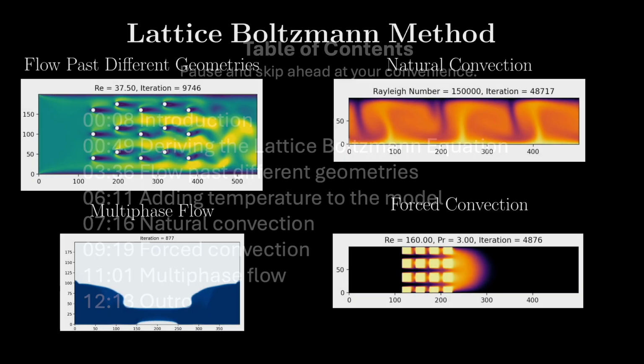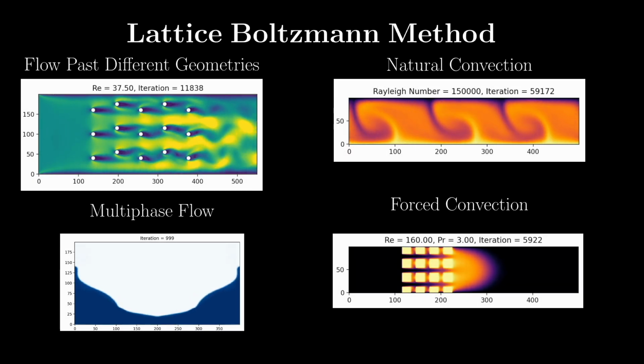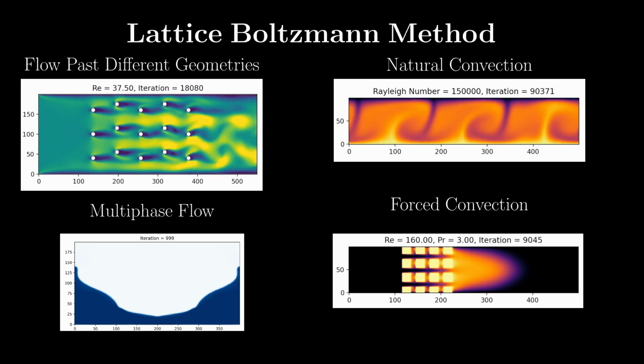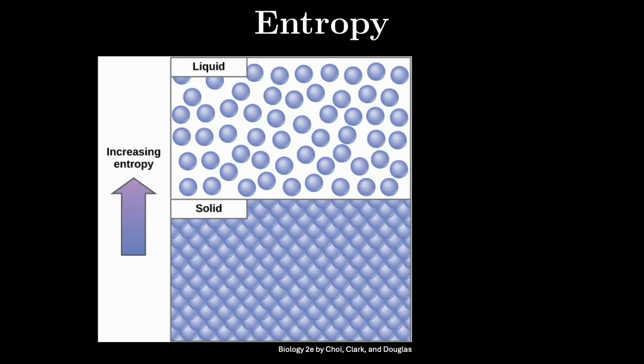The Lattice Boltzmann method is rooted in statistical mechanics principles. To understand its foundation, we first derive the Boltzmann distribution, starting with the concept of entropy. Entropy is the measure of disorder in a system. For example, solid crystals have low entropy due to their highly ordered structure, whereas liquids, which are capable of accessing more microscopic configurations, are considered to have high entropy.